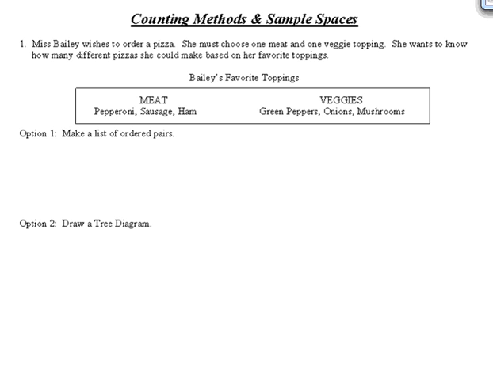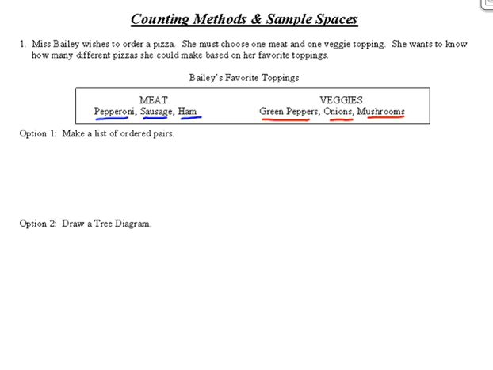Miss Bailey wishes to order a pizza. She must choose one meat and one veggie topping. She wants to know how many different pizzas she could make based on her favorite toppings. So as you see from the box below, I've listed my favorite meat toppings, which are pepperoni, sausage, and ham, and my favorite veggie toppings, which are green peppers, onions, and mushrooms.